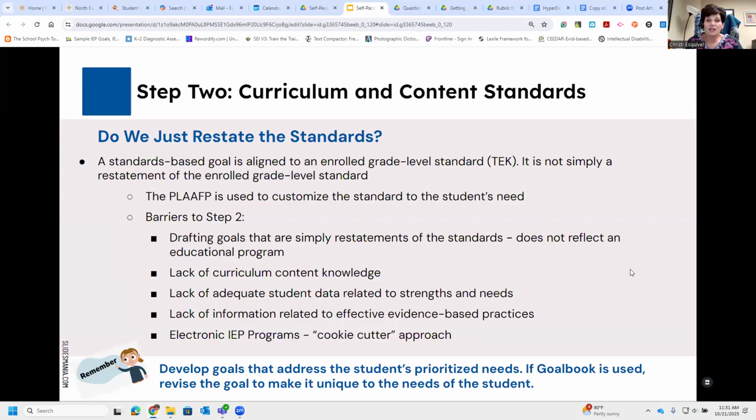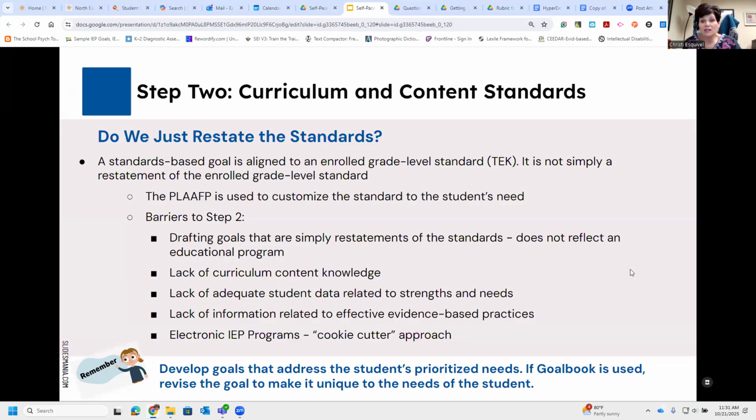One question I often hear is, do we just restate the standards? The answer is no. A standards-based goal should align with the enrolled grade level TEKS, but it's not simply a restatement of that standard. We use the PLAF to customize the standard to the student's unique needs.